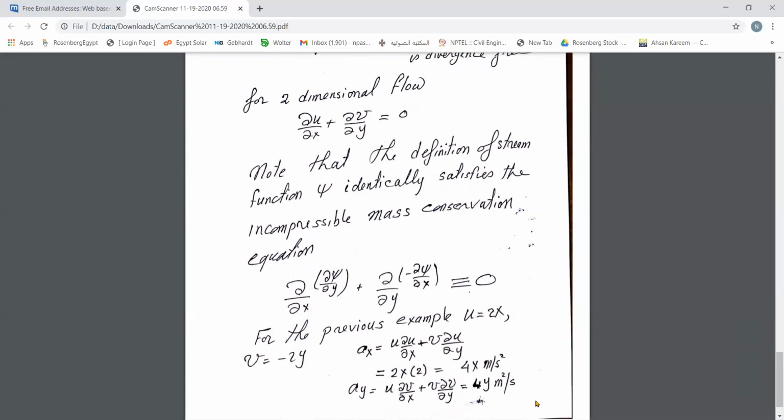I would like you to calculate for this example. If u equals 2x and v equals minus 2y, we can calculate ax and ay by using ax equals u du/dx plus v du/dy. I would like you to notice that v du/dy will vanish, since du/dy is zero. We look at ay, u dv/dx plus v dv/dy. dv/dx is vanishing. So we can get ax equal 4x meters per second squared, and excuse my mistake here, ay equals 4y meters per second squared as well. This is a mistake here, please notice this.